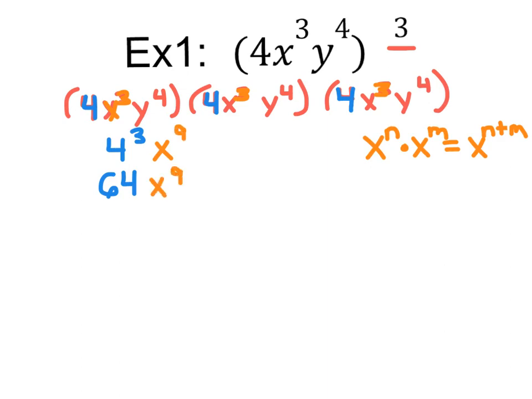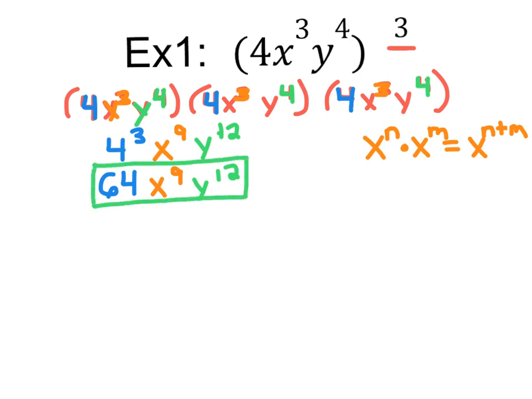And when we multiply our variables of y with like bases, again, we're going to add those exponents. So 4 plus 4 plus 4 is 12. So we get our solution to be 64, x to the 9th, y to the 12th.